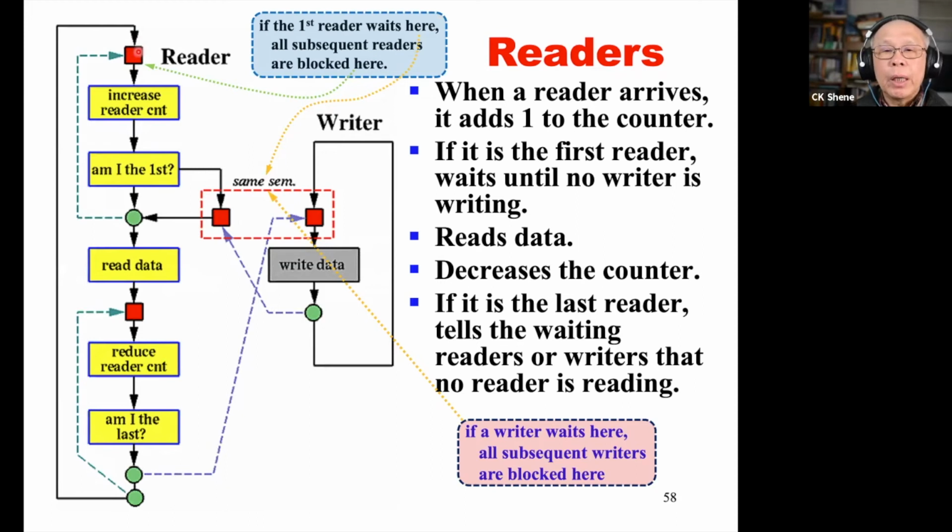Now let me quickly go through it again. Hopefully you could follow me without any trouble. Suppose this is the first reader. It has no trouble getting through the reader count semaphore. Increase it by 1. Am I the first? If I am the first, I have to make sure there's no writer writing. So I go down here. This is the semaphore to block readers, the first reader and the writer, if there is a writer writing.